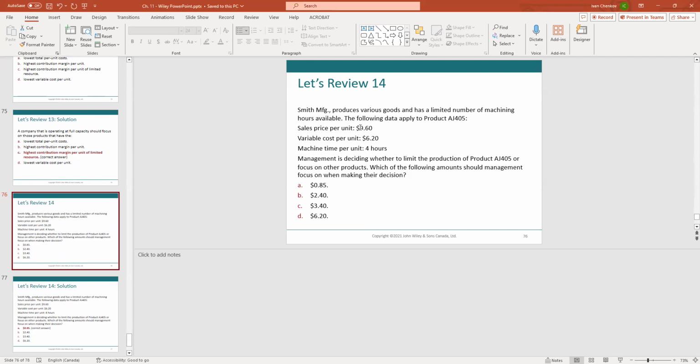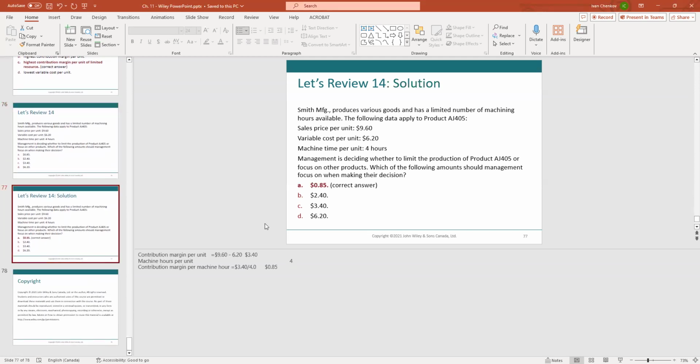So how did you get the answer? You're getting 960 minus 620. That's going to give you the contribution margin for 1 unit. But since you need 4 hours to produce that unit, and the machine hours is your limited resource, you have to find the contribution margin per 1 hour, and you come up with 85. That's the correct answer.